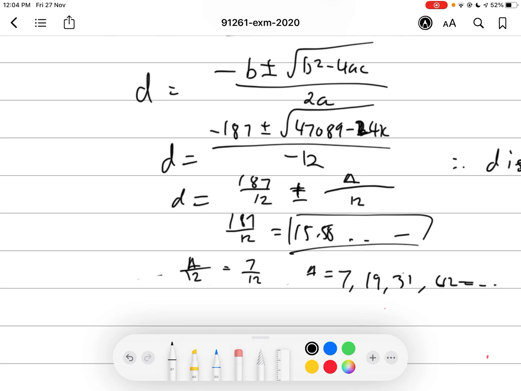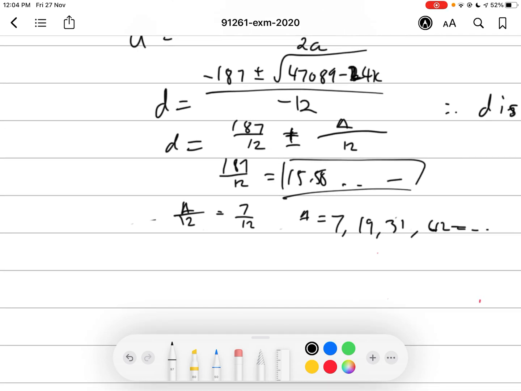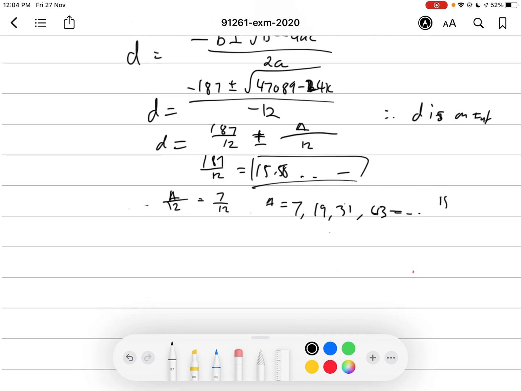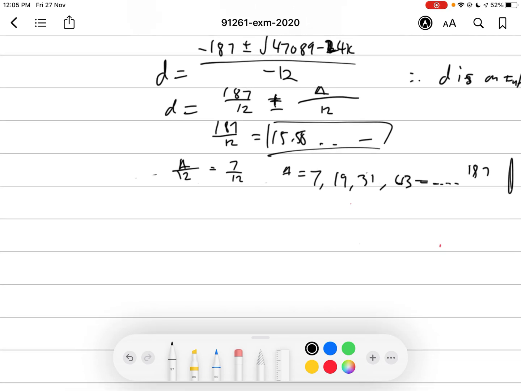Since we can't have a negative d value, it's going to keep going until we get to 187. Sorry, I apologize, I actually can't do math. That's not 40, that's 43. So 7, 19, 31, 43, and that's going to keep going until we get to 187. That's going to stop, so that's our first set of solutions, since going over 187 would give us a negative number.